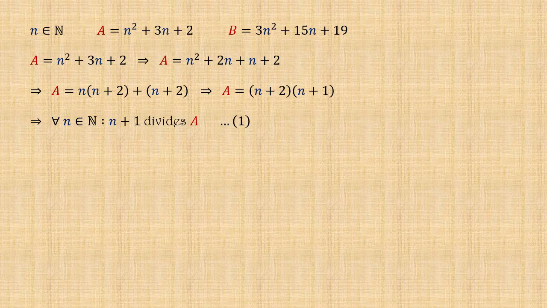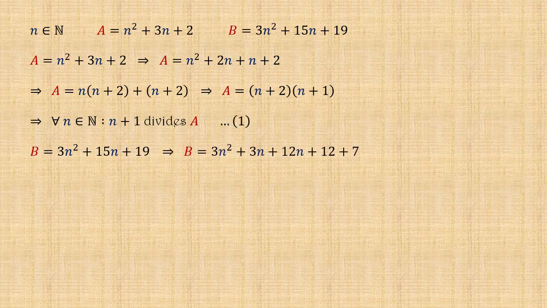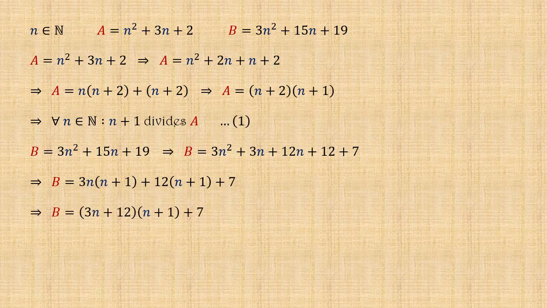On the other hand, the number capital B, which equals 3n squared plus 15n plus 19, can be written as 3n squared plus 3n plus 12n plus 12 plus 7. By extracting 3n as a common factor from the first two terms of this sum, and the number 12 as a common factor from the third and fourth terms, we find that capital B equals 3n multiplied by n plus 1 plus 12 multiplied by n plus 1 plus 7. Now by extracting n plus 1 as a common factor from the first two terms of this sum, we find that capital B equals 3n plus 12 all multiplied by n plus 1 plus 7.